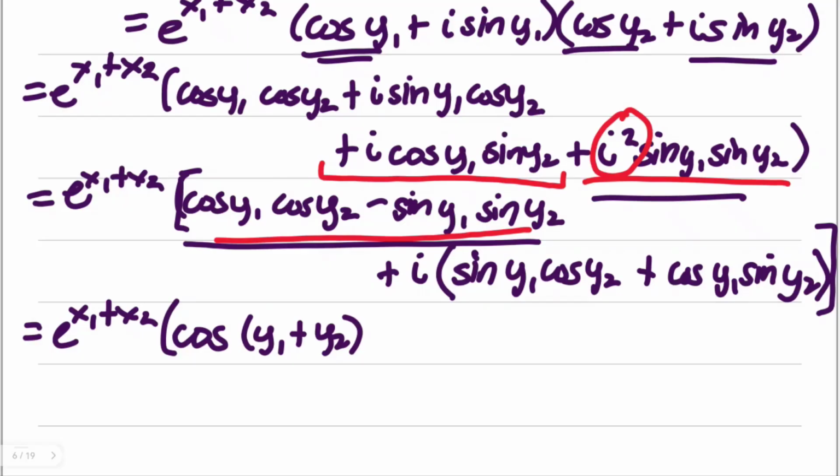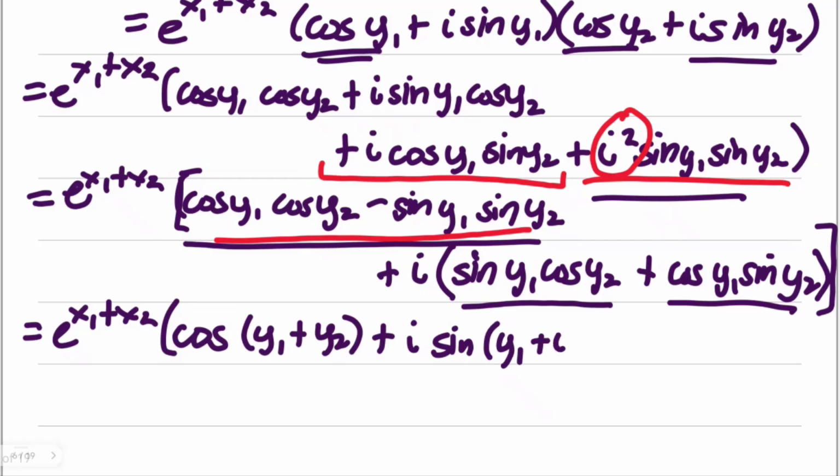As for the second one, plus i. And this we have here sine of the first angle, cosine of the second angle, plus cosine of the first angle and sine of the second angle. It's actually the sum formula for sine. So you have the sine of the sum of y sub 1 and y sub 2.